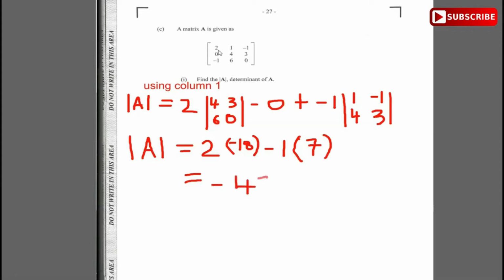Just want to check it one last time. Cross out this and this. That would be 4, 3, 6, 0 times 2. That's minus 18 times 2 is minus 36. Good. Then I have plus minus 1 times, I cross out that, and that would be 1 minus 1, 4, 3, which is 3 minus minus 4, which is 7. That's minus 7. Minus 36 minus 7 is minus 43. Excellent. All right, so I get minus 43. That's good. So finish this now. Nice.